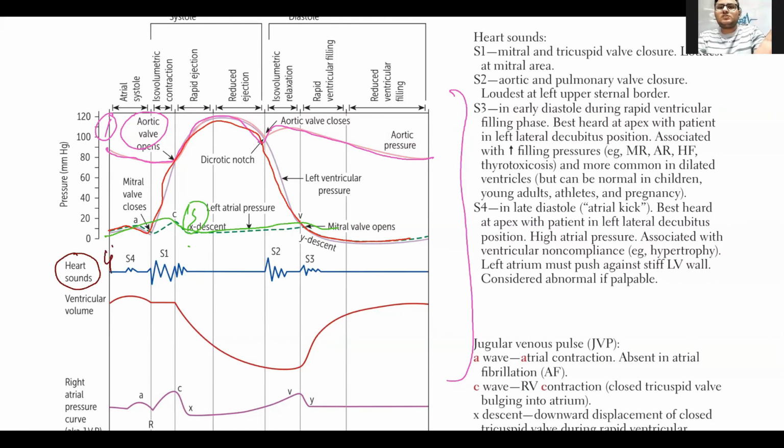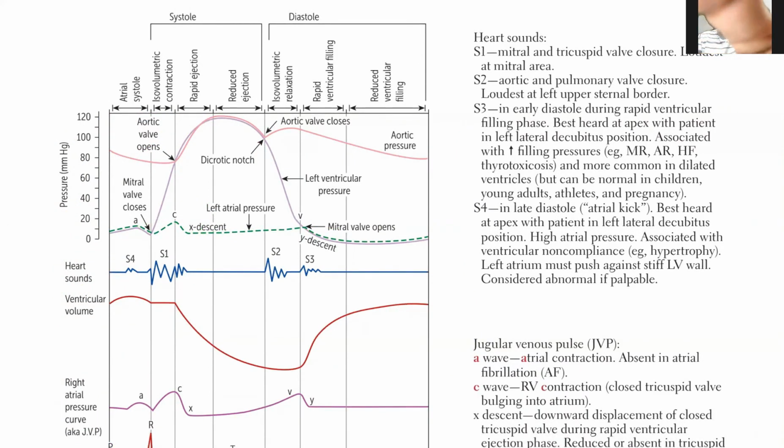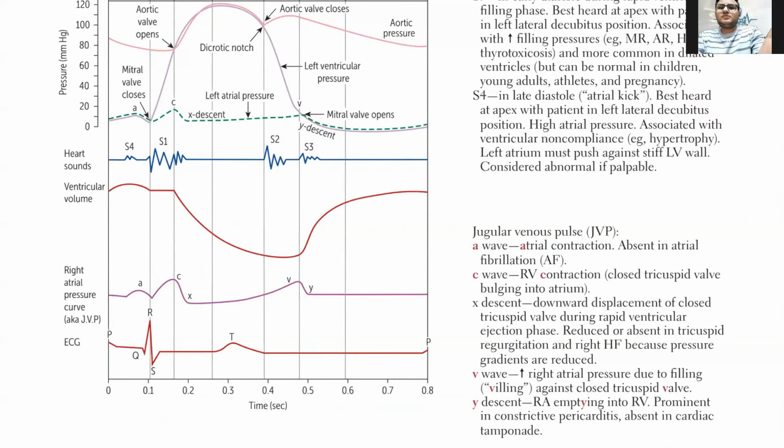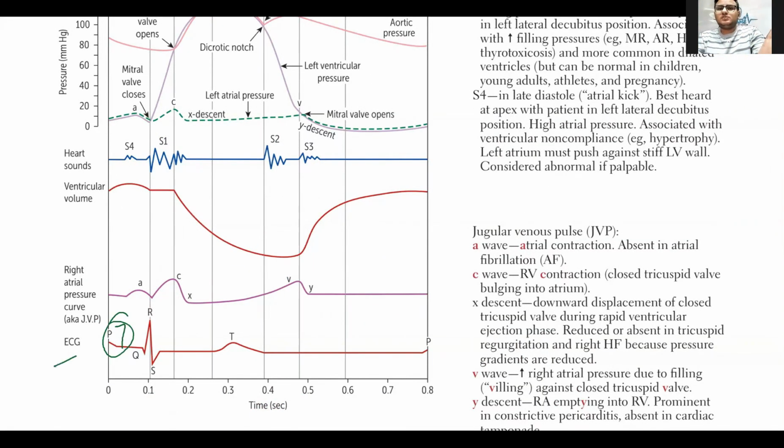And the fourth point we will discuss is the change in the heart sounds during this cardiac cycle. And number 5, we will discuss the changes in ventricular volume. It was the pressure here, but we will also check the changes in ventricular volume. This was the fifth. The sixth thing we will discuss is the right atrial pressure curve, which is called JVP. And the last, seventh point is the ECG changes. So one by one we will discuss it.